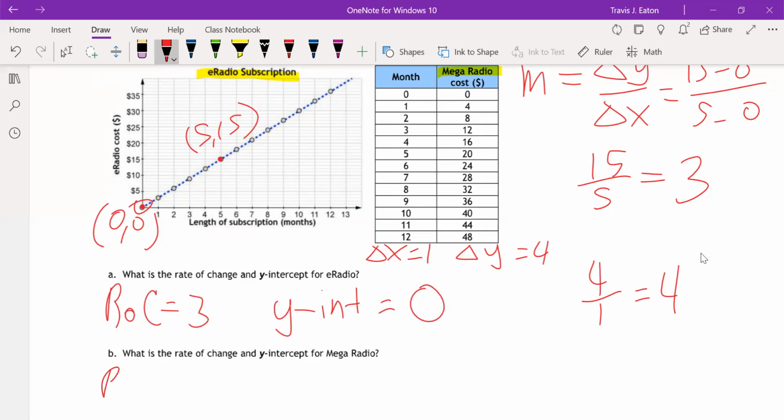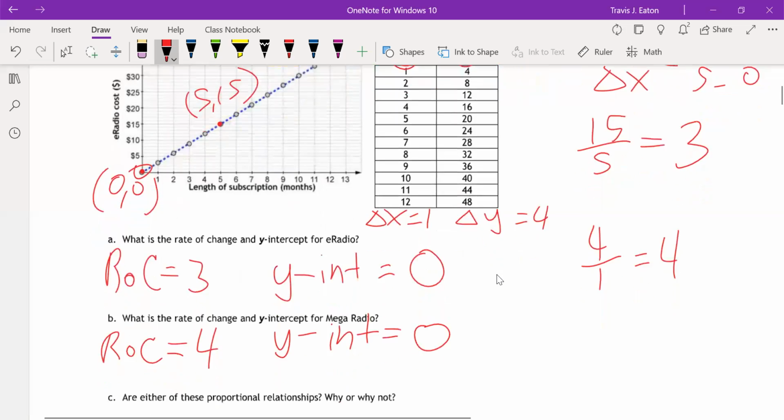So the rate of change in this case is 4. And the y-intercept, remember, is when your x value or your input value is 0. And so that's the number of months. 0 months would be 0 cost. So the y-intercept in this case also happens to be 0. Okay, not too bad.